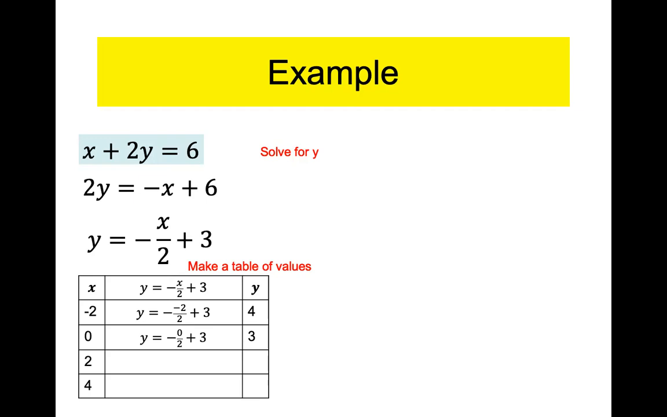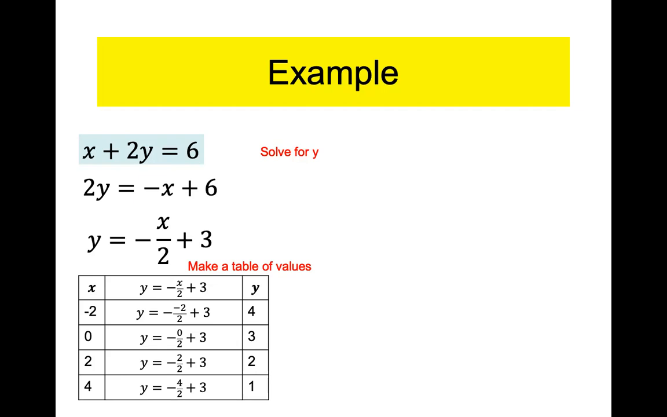That's 2 divided by 2, but it's a -1. -1 plus 3 is 2. Positive times a negative is a negative. All right, 4 divided by 2 is 2. -2 plus 3 is 1.